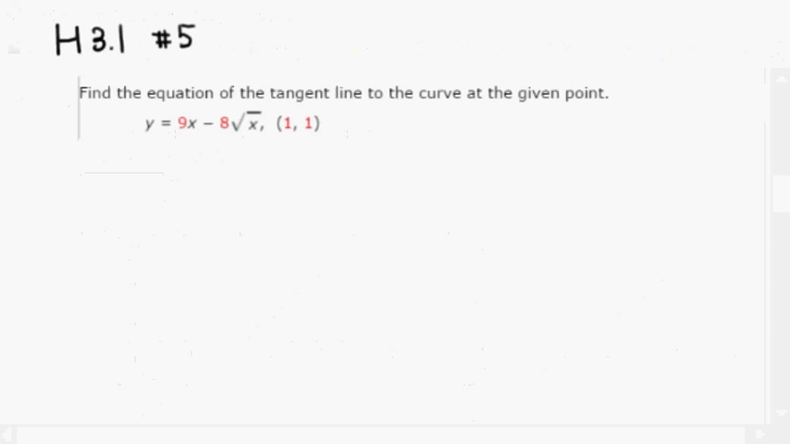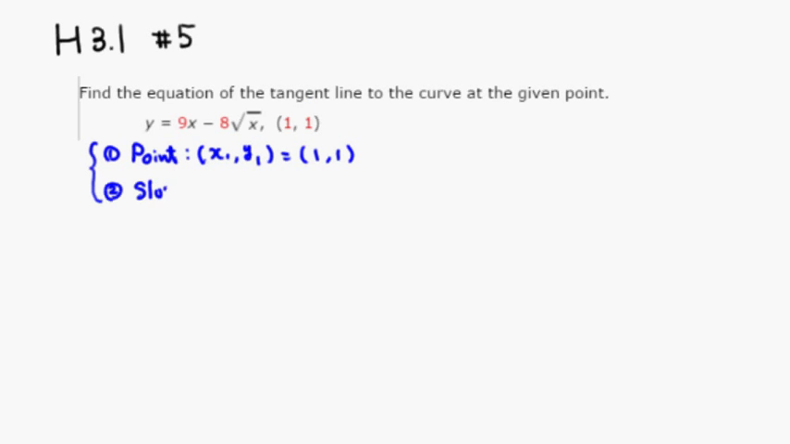In order to find the equation of the tangent line, we need two pieces of information. First one is a point. I'm going to call it x1, y1, which is given as (1, 1), so we don't have to do any work to get that. And number two, we need to find the slope. I'm going to call it m.